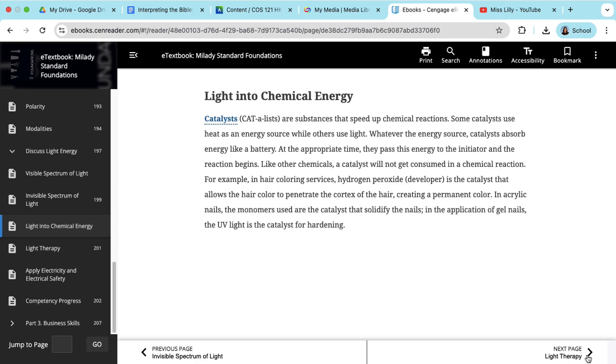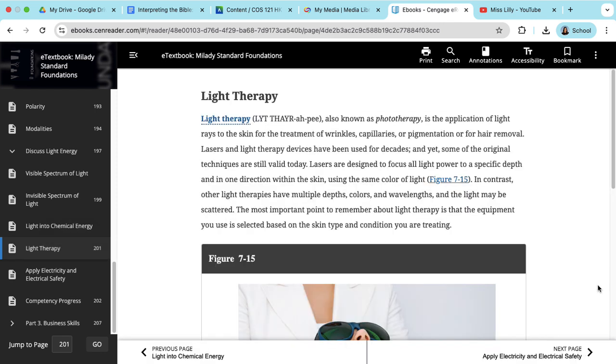Catalysts. Catalysts are substances that speed up a chemical reaction. This vocab word, you're going to see in a couple of chapters. It's also on your monomer and polymer because it speeds the process. Light therapy, also known as phototherapy, is the application of light rays on the skin for the treatment of wrinkles or pigmentation.